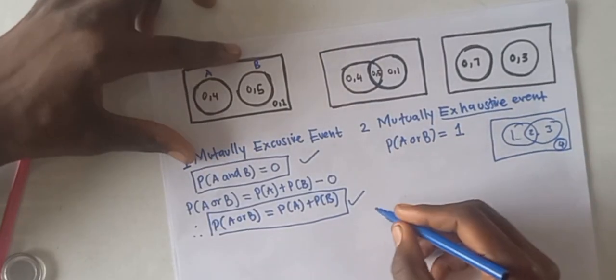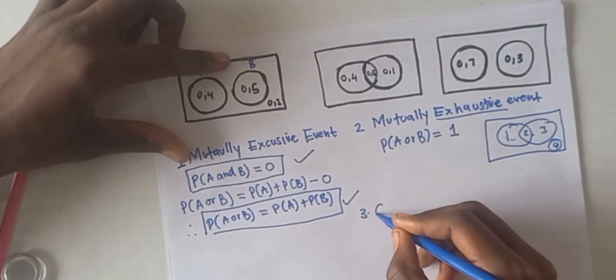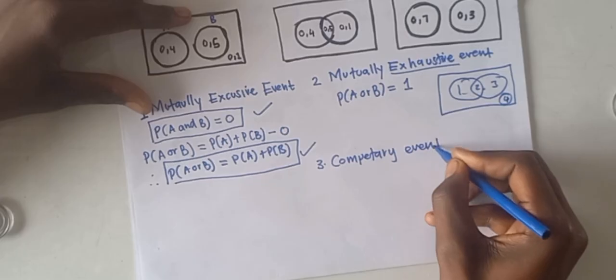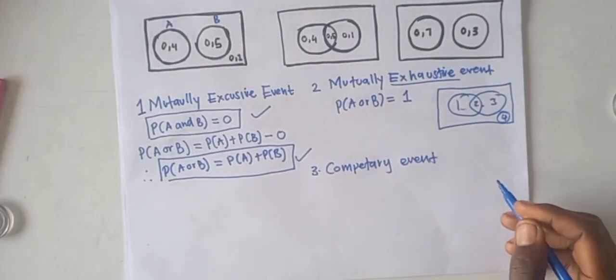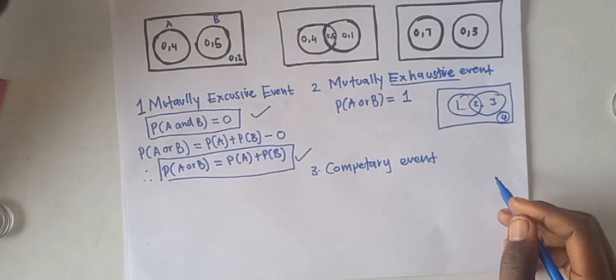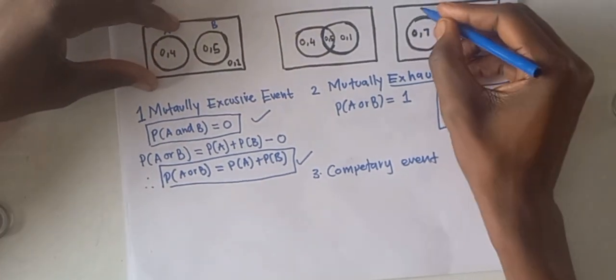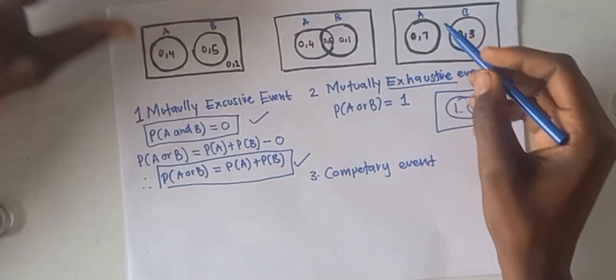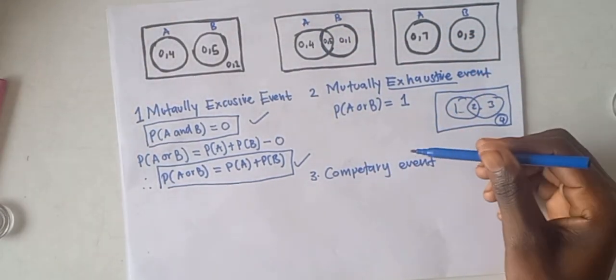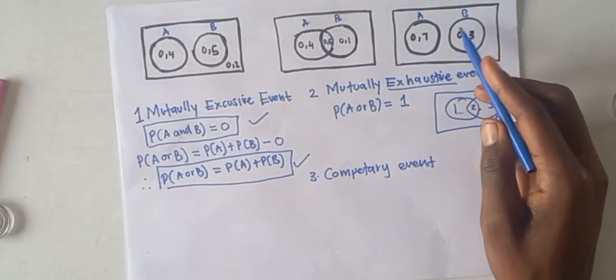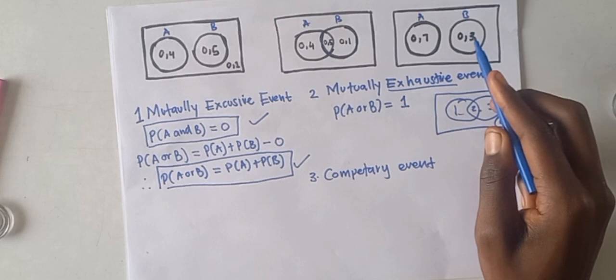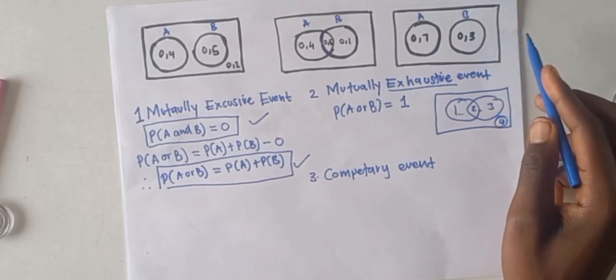Going to the third one, which is simple, we call it a complementary event. For two events, A and B, for example in this one, let's say this one is A and B, they are said to be complementary events if they are both mutually exhaustive and mutually exclusive. What do I mean by this?